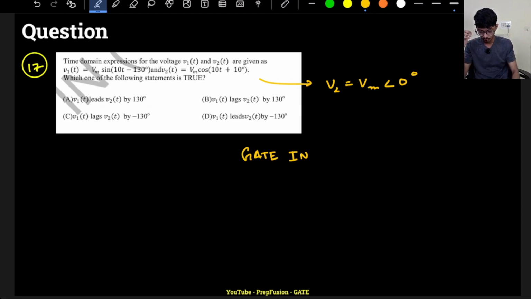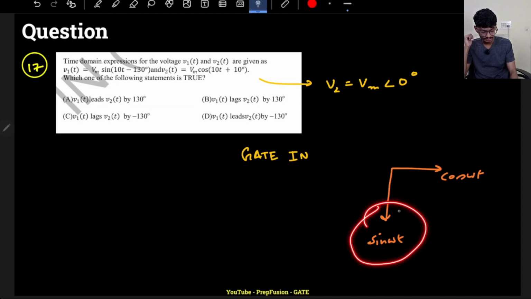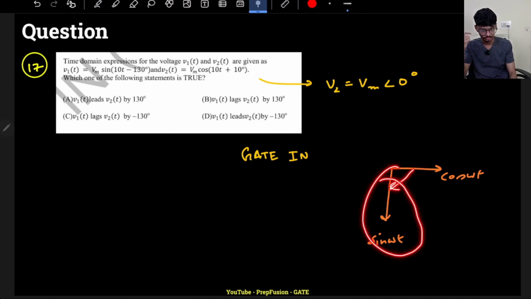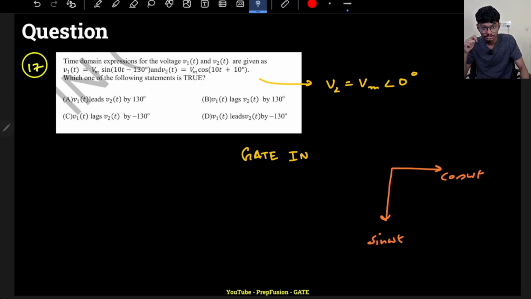You remember this thing, that your cos is here, cos of omega t, and your sine is here. If you are at sine and you want to represent it in terms of cos, from cos you need to go, you need to subtract 90. From cos, if you subtract 90, you will reach sine omega t.